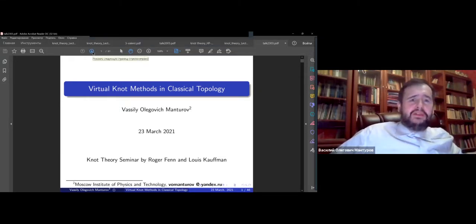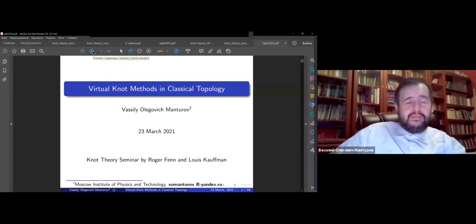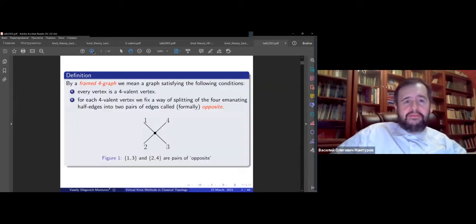And today I'm going to talk about some methods we have had for about 10 years, parity and pictures and so on. Here are some preliminary things.